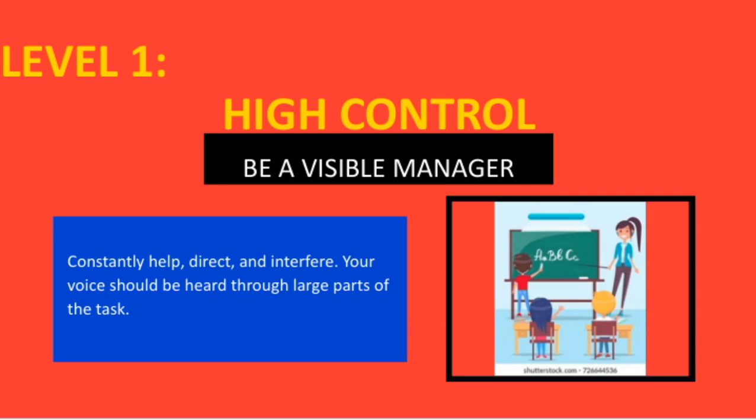This level of management means you're very present, making sure the process aligns with the goals. Remember, being a visible manager in this way helps prevent mistakes and keeps the team focused. It's about finding the right balance, being supportive, but also assertive enough to steer things in the right direction. This approach is especially useful in situations where precision and quick corrections are essential for success.